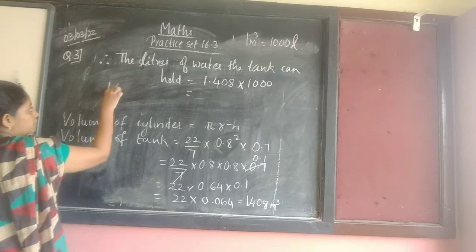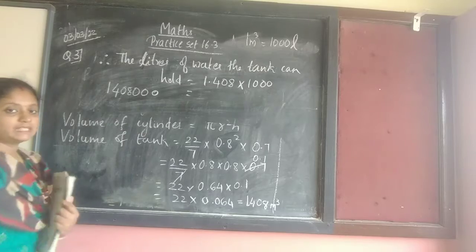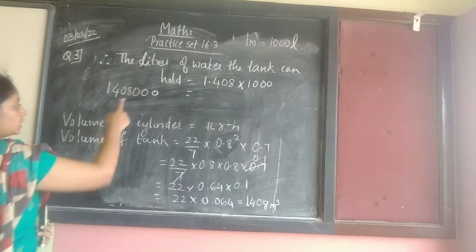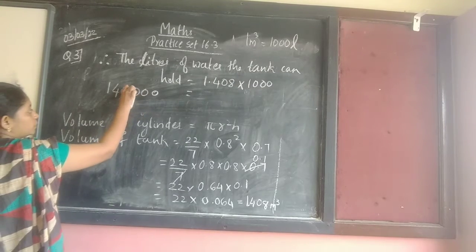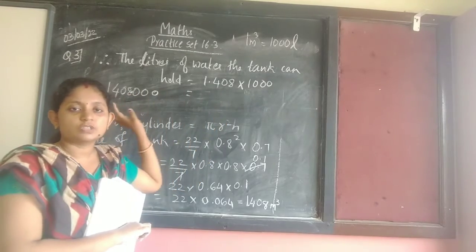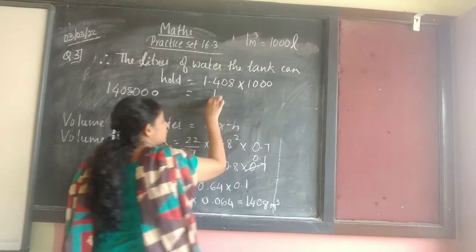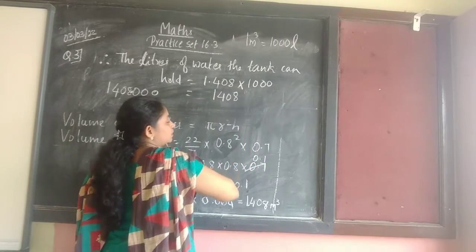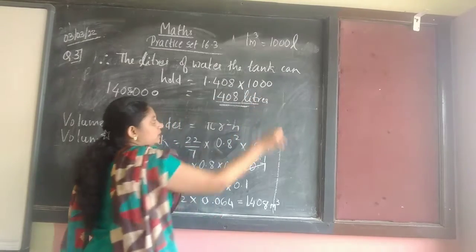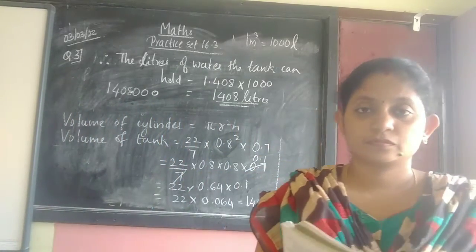See, 1408 multiplied by 1000, so how many zeros? 3 zeros. But decimal point is there. Before how many numbers? 1, 2, 3. So before 3 numbers you will put a decimal point. After decimal point it is 0, 0, 0. So just forget about this. After decimal point you don't have to write anything. What is your answer? 1408 liters of water that tank can hold. So this will be your final answer. Okay.